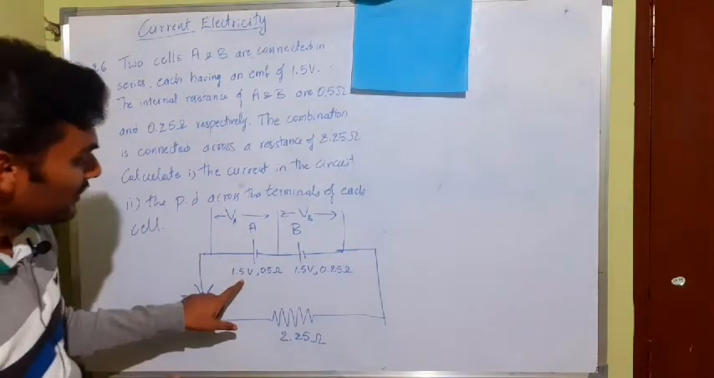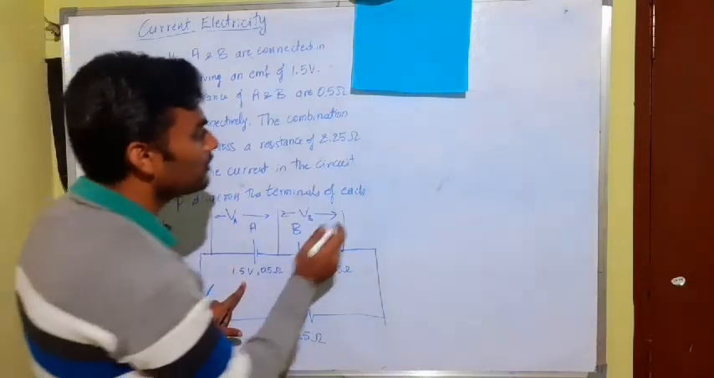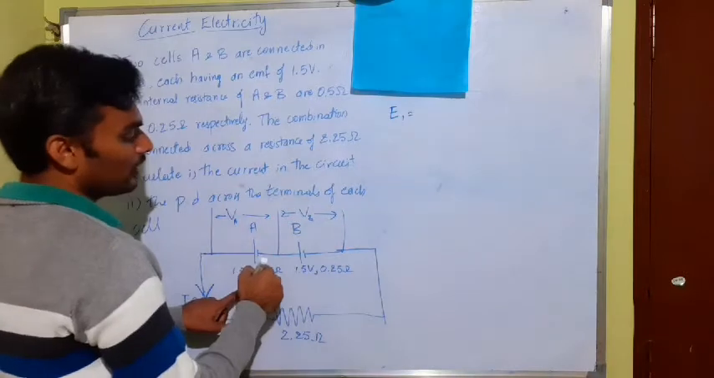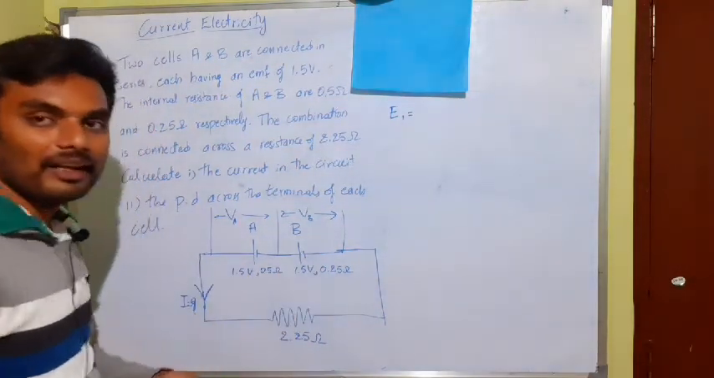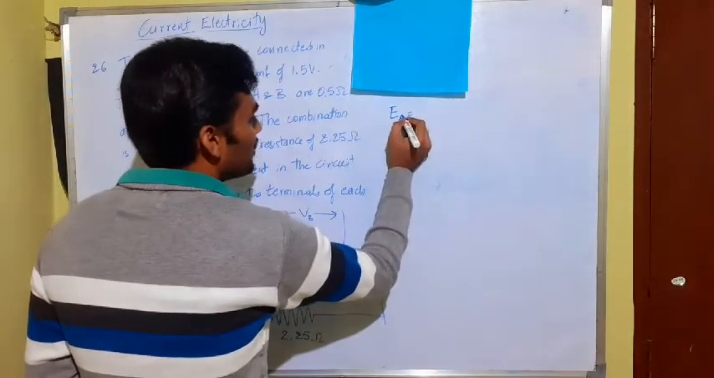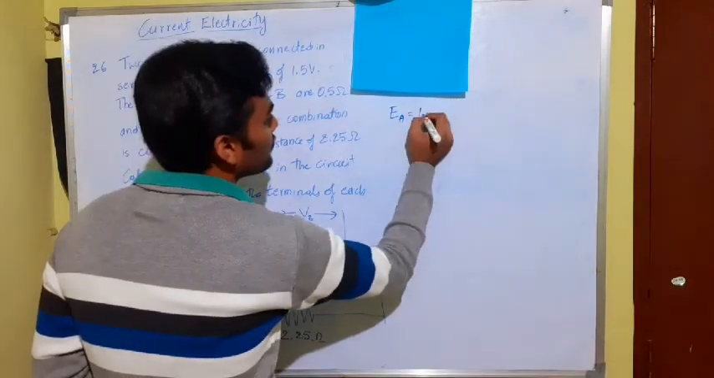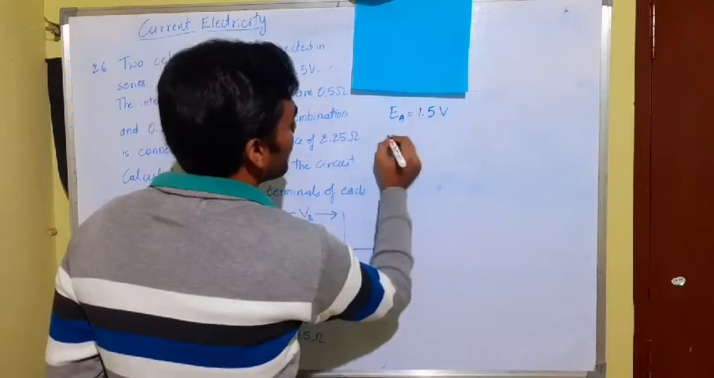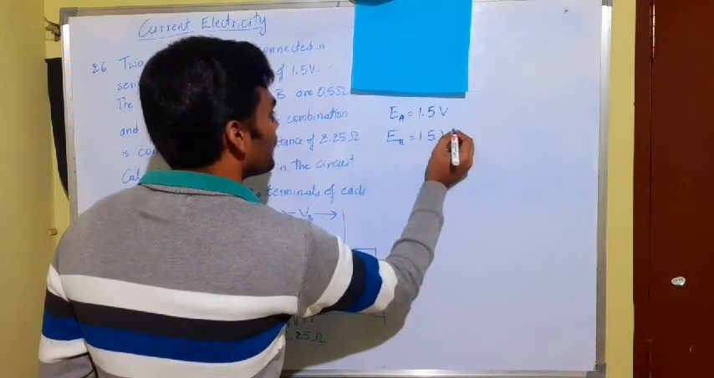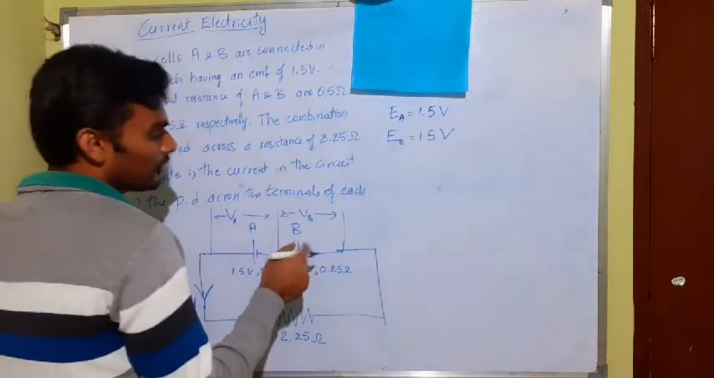Let me name this 1.5 volt EMF of the cells as E1 and E2. Or I can also call them EA and EB. That's also fine. Okay, let me call them EA and EB itself. EA is 1.5 volt, the EMF of cell A. EB is 1.5 volt itself, the EMF of the second cell, or cell B.